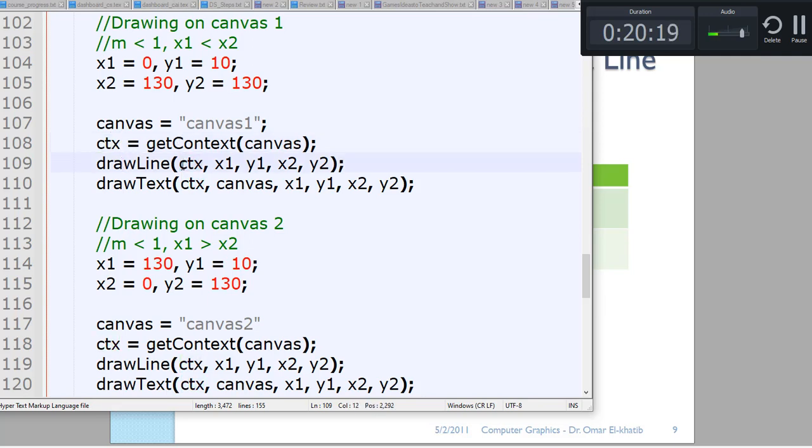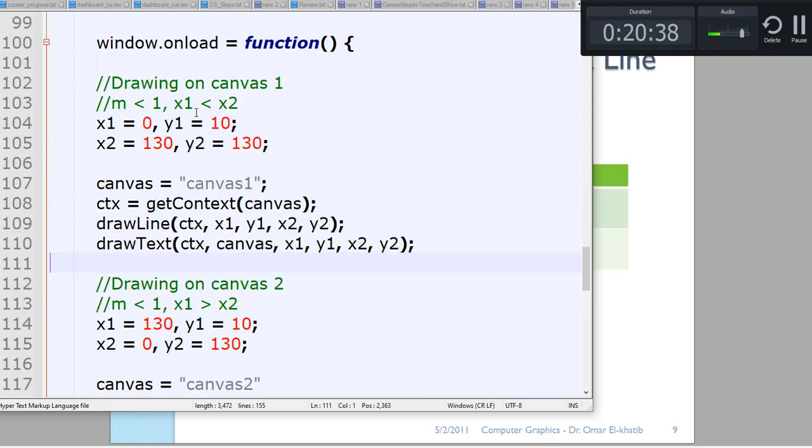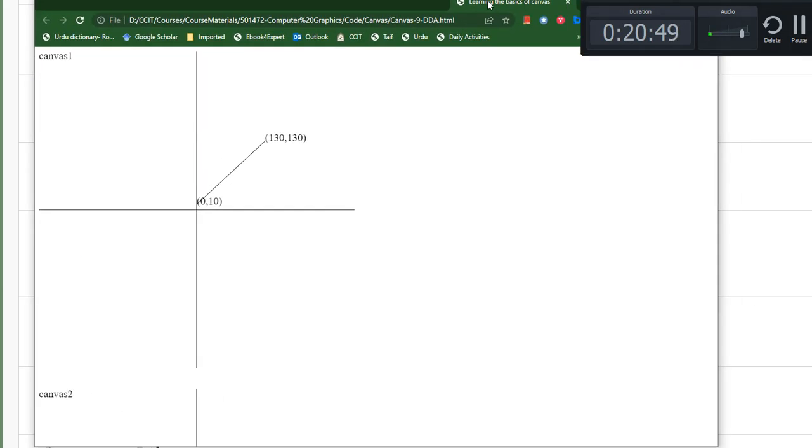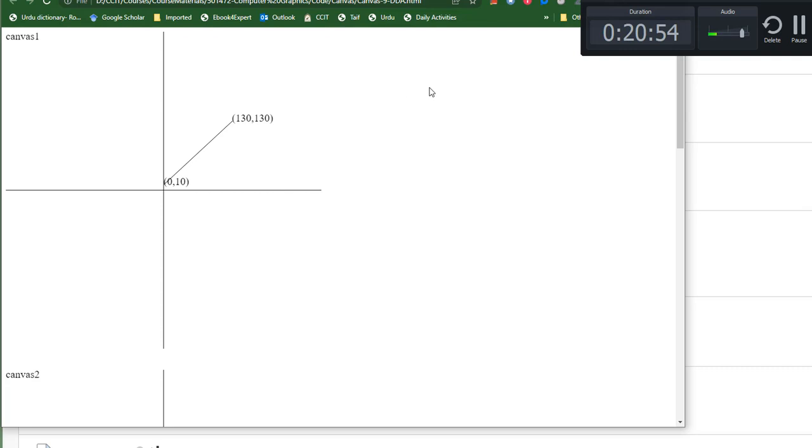So I draw a line on canvas 1 with these 4 points. Okay, and I draw some text. What is the text? The text will actually draw the points. So it will draw that this is canvas 1 and it will draw that these are the 4 points. Remember, my points are 0, 10 and 130, 130. So let's go there and see my points. So these are my points.